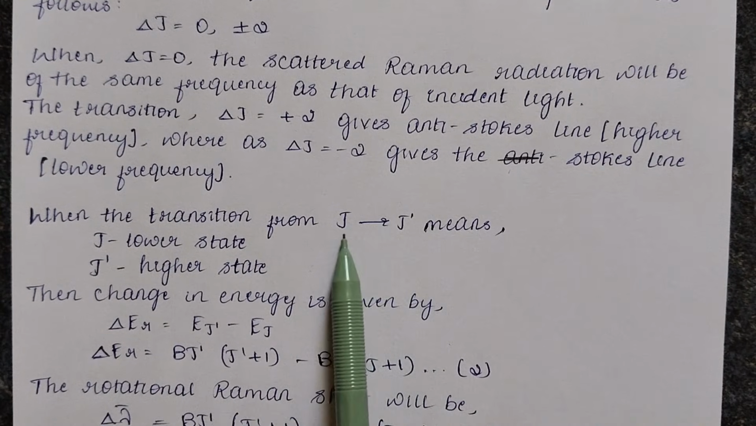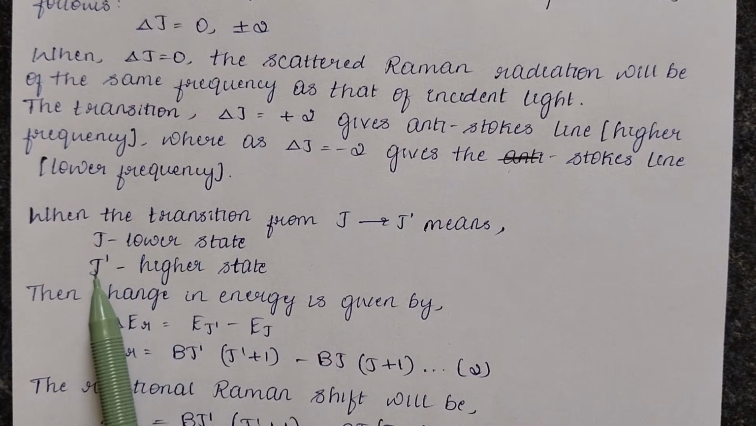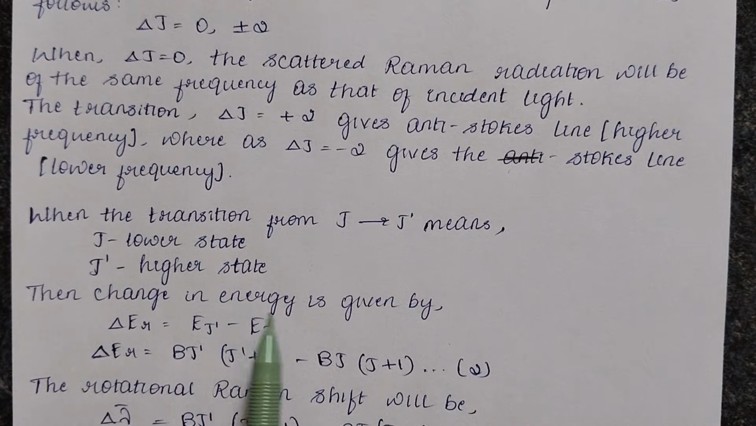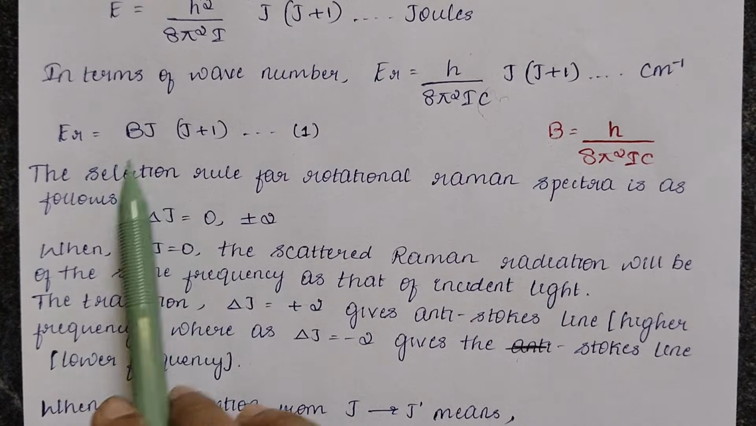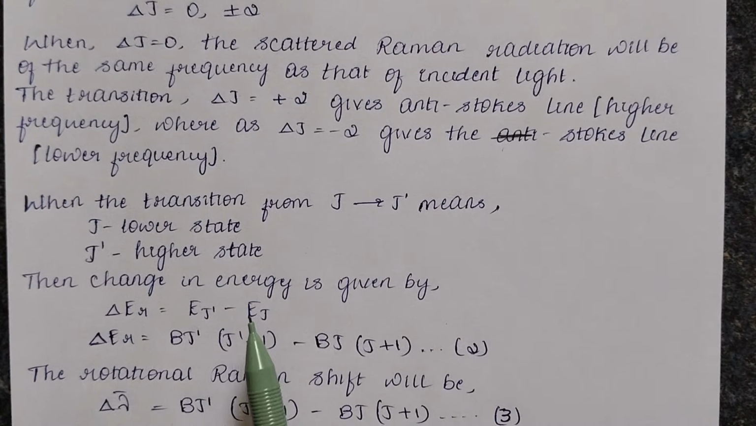When the transition is from J to J dash, here J is the lower state and J dash is the higher state, then the change in energy is given by delta ER is equal to EJ dash minus EJ. Since we consider J as the lower state and J dash as the higher state, and we always subtract the lower value from the higher one, EJ dash minus EJ is written. And we know E is BJ into J plus 1. So substituting equation number 1 into this equation, we get delta ER is equal to BJ dash into J dash plus 1 minus BJ into J plus 1, which is equation number 2.